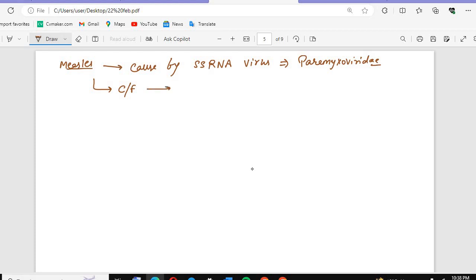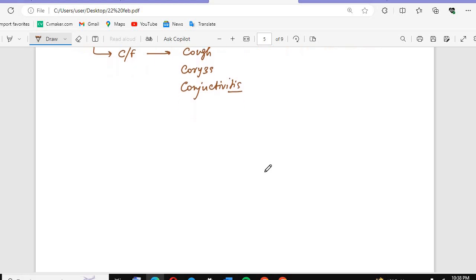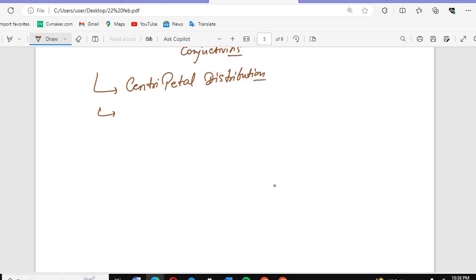See the clinical features. What we are seeing here is cough, coryza, and conjunctivitis. Cough, coryza and conjunctivitis. This you need to remember. They have the centripetal distribution. This one we will come to. Then remember the most common complication. The most common complication of measles is otitis media.